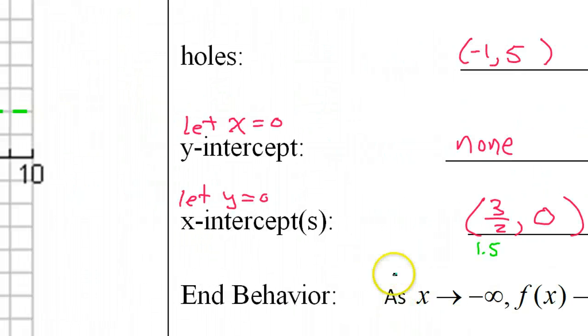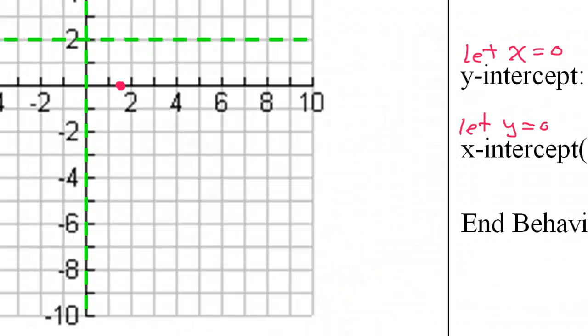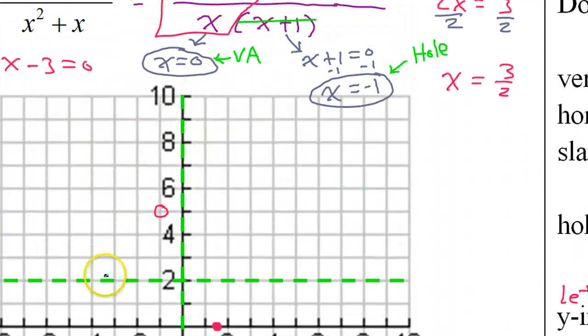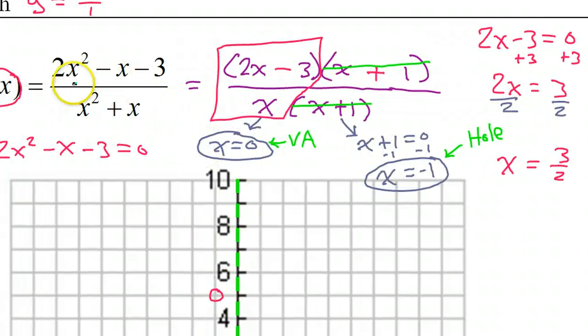Now we need some additional points, and I'll put them on my chart. Focus on the vertical asymptote. Let's get a few points on the left and a few points on the right. So, I think I'll start over here from, for example, -3. So let's go ahead and put this function in our calculator. It doesn't really matter if you use the original function or if you use this version after we canceled out the x plus 1s. I'll go ahead and just go back to the original function.